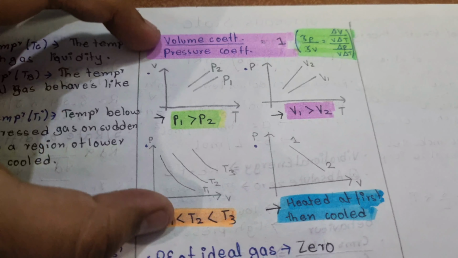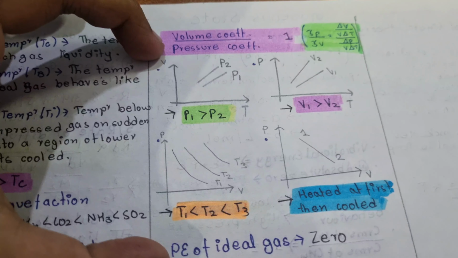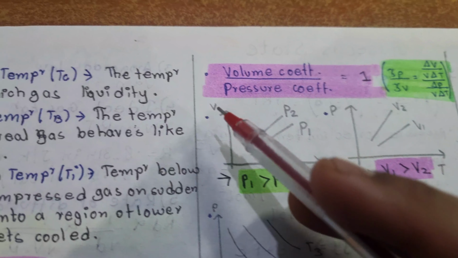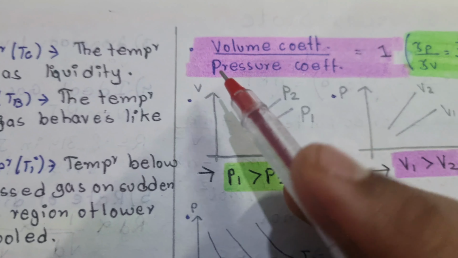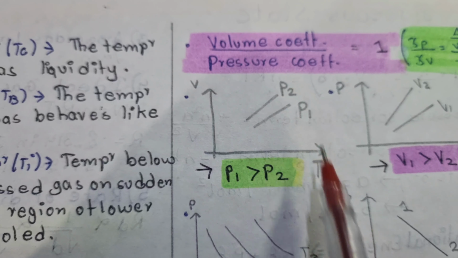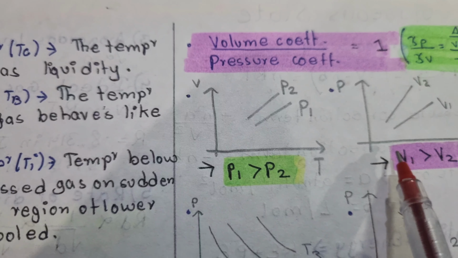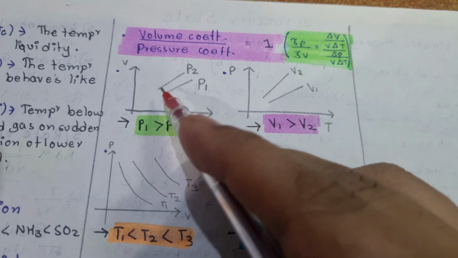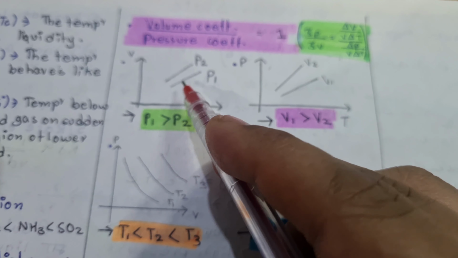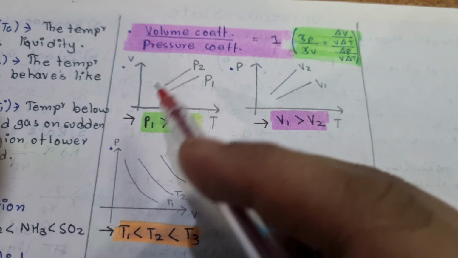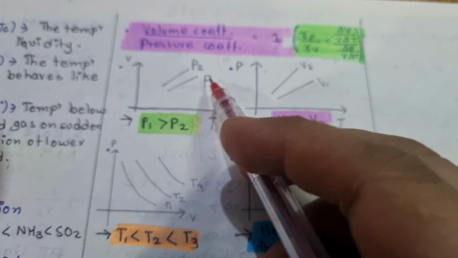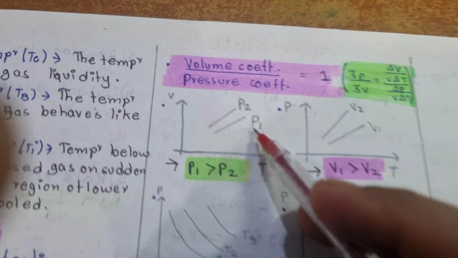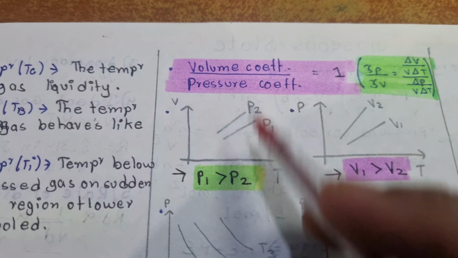These are the most important graphs from the chapter gaseous state. If we are given a graph like this, where we have plotted temperature on the x-axis and volume on the y-axis, the upper line is lower pressure than the lower one. That is, the lower one is actually higher. That is, P1 is actually higher pressure than P2.